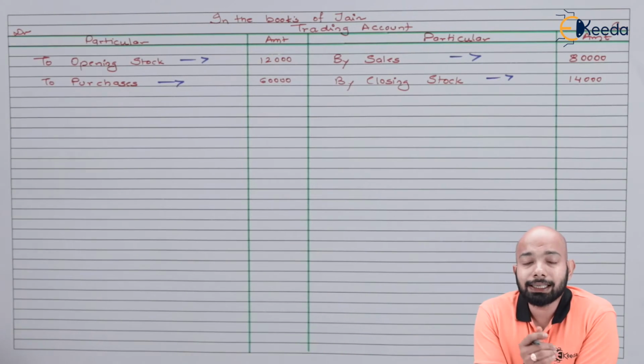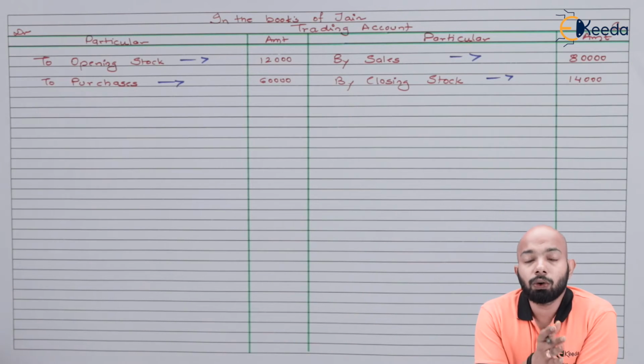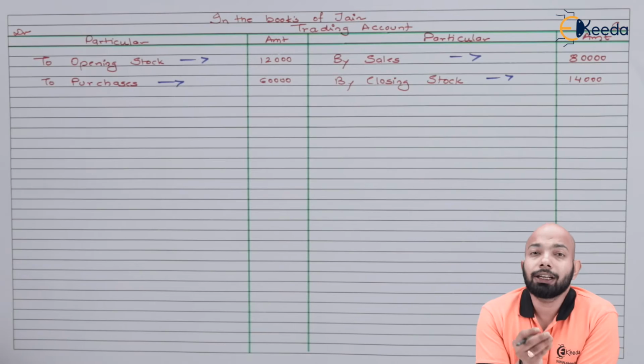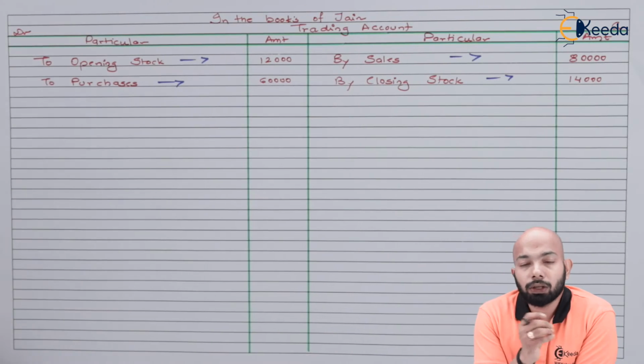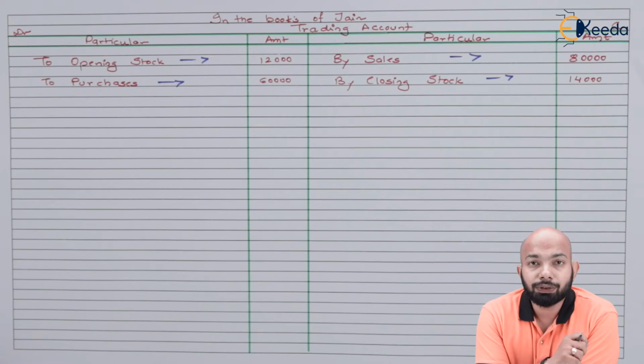Now with all these details, we need to find whether there is a gross profit situation or a gross loss situation. In such a scenario, we need to tally the trading account. So let's find out the interim balance first of all.